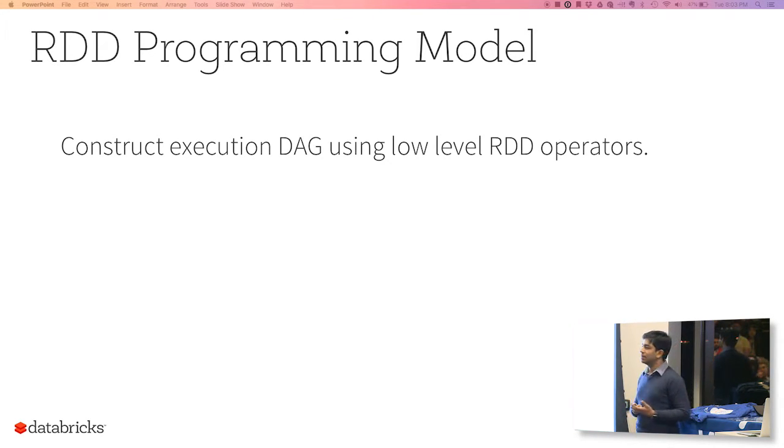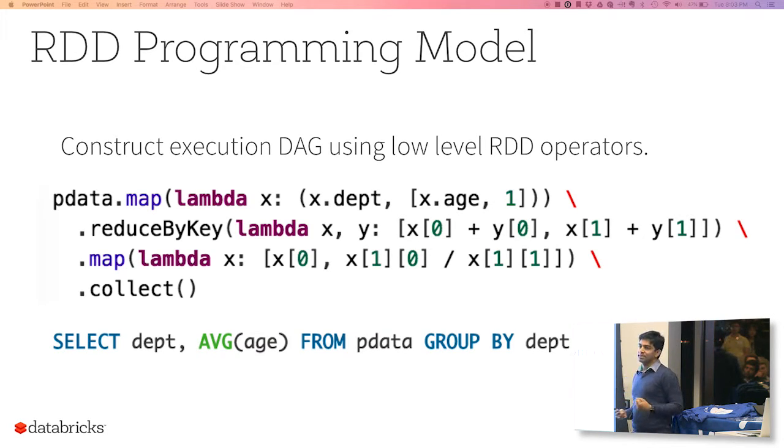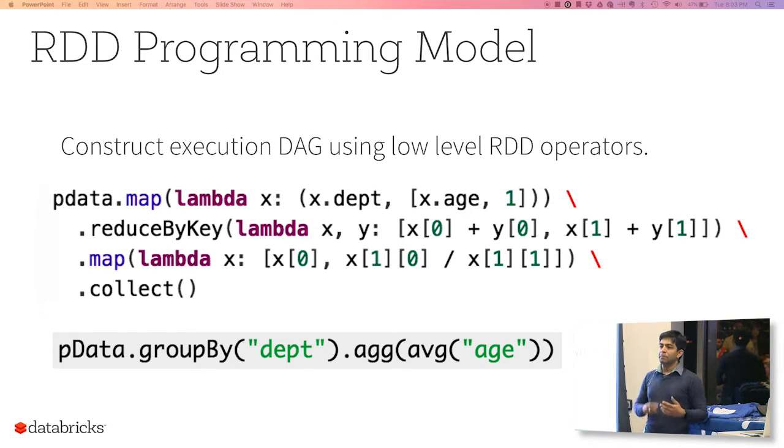For example, here is a simple query in RDD land, or using the RDD API, and all it's trying to do is basically something like this. It's trying to select a department with an average age and do a group by. It's very much understandable in SQL land, or maybe in data frame API land, in which you can just write these queries from a user perspective. But it's extremely hard and verbose to write and understand in RDD land.